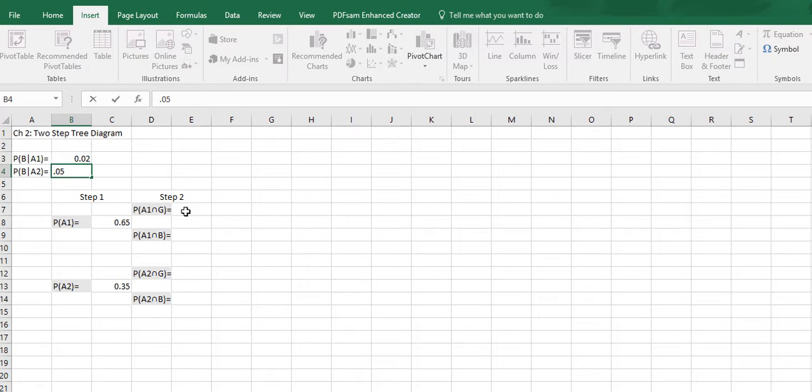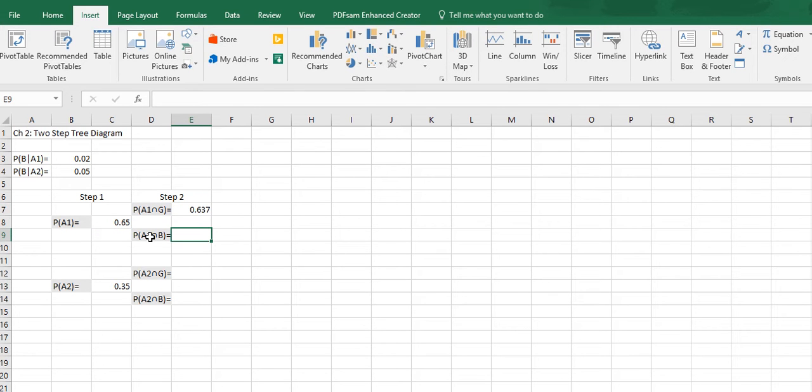So now we are going to calculate the joint probability using the multiplication rule and find the intersection of the two events just using multiplication. If we go down here to our step 2 columns, we want to find the probability that a part from supplier A1 is good. First, we need the probability that the part is from supplier A1, so 0.65, times the probability of this part being good. That becomes 1 minus the probability that it's bad, so 1 minus 0.02.